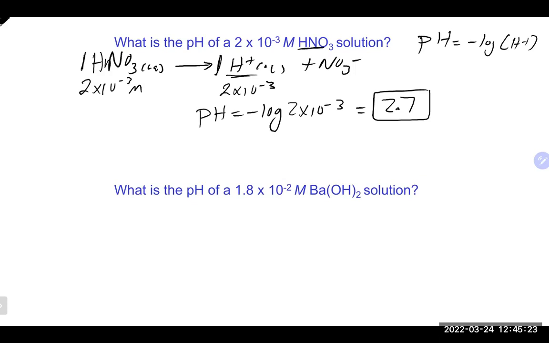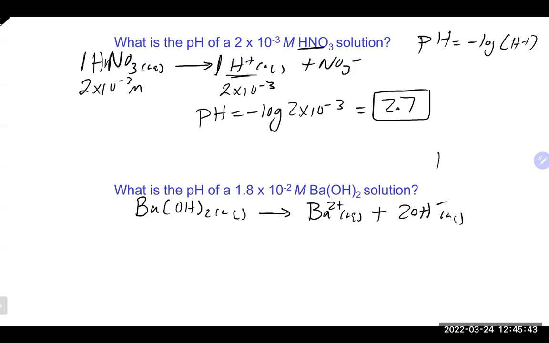Looking here at barium hydroxide, again, it is a strong base. So when it breaks apart, we do get a barium that has a +2 charge. We do actually get a couple of hydroxides here. Now, in this particular case, we don't have H plus because we're dealing with a base. So we can go the POH route, which is minus the log of the OH minus. And that is really the thing here that's important. So this is 1.8 times 10 to the minus 2 molar. And we are interested in hydroxide.